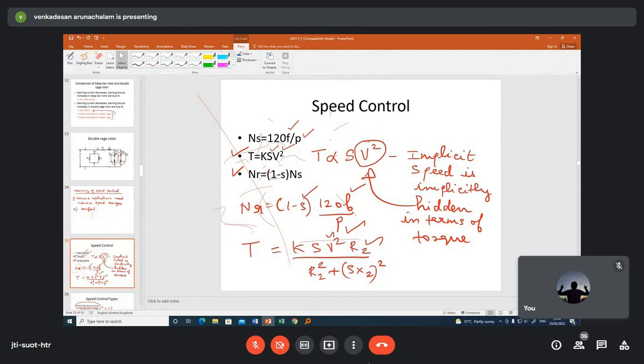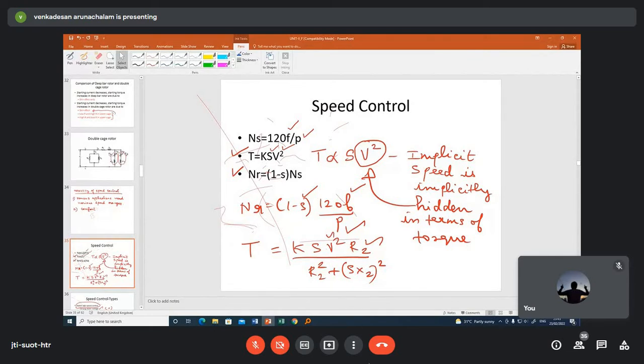From this, I can understand that if I vary the stator voltage, I can vary the torque. If I vary the torque, the speed of the machine automatically can be varied. Right? Automatically can be varied. So that is the second variable on which the speed of the motor depends.